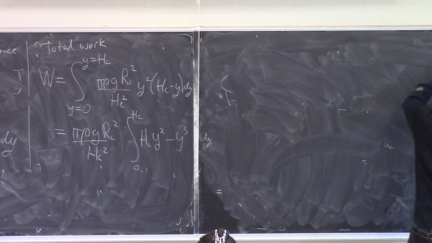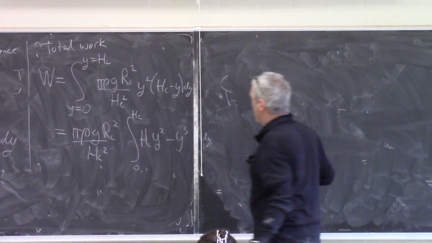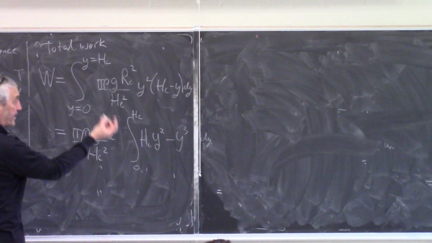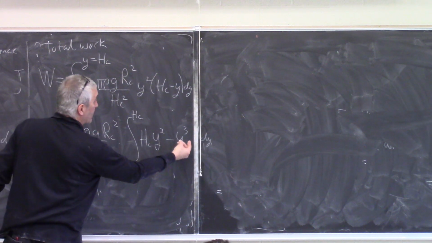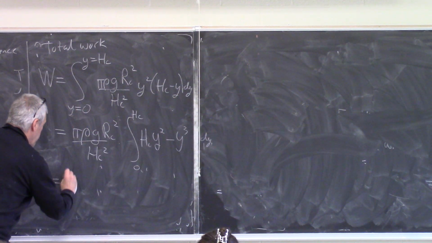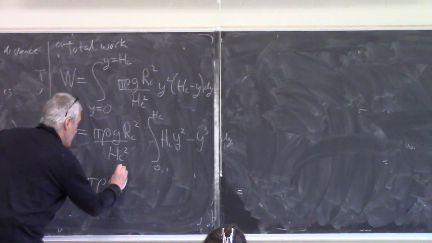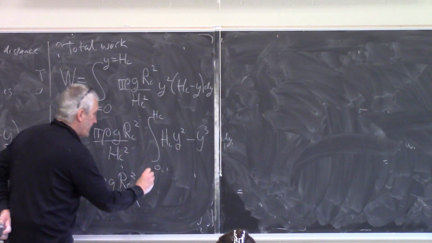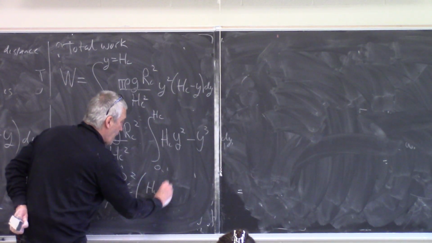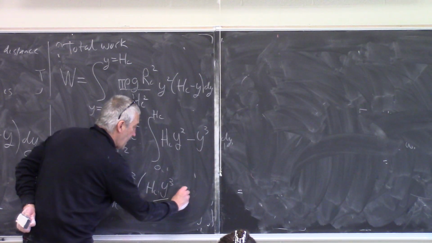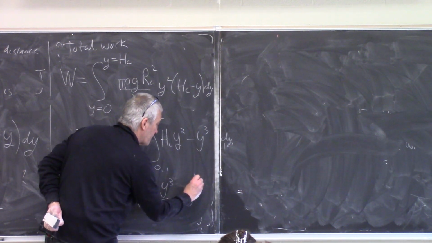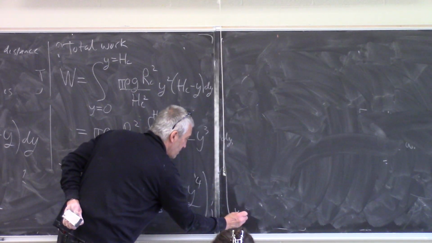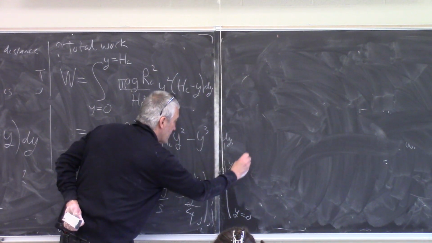I have 2 minutes to get my act together. So when I integrate y squared, I get y cubed over 3. I integrate y cubed, I get y to the 4th over 4. So I get pi rho g Rc squared over Hc squared, all that mess in front. And then I have Hc y cubed over 3 minus y to the 4th over 4. But I have to evaluate from y equals 0 to y equals Hc.